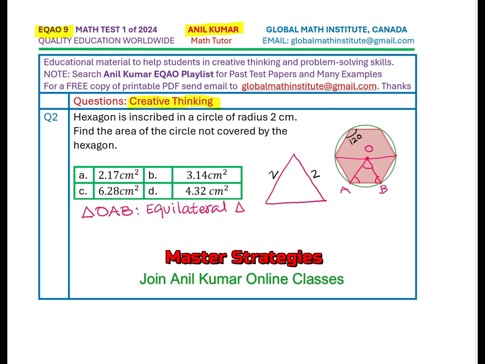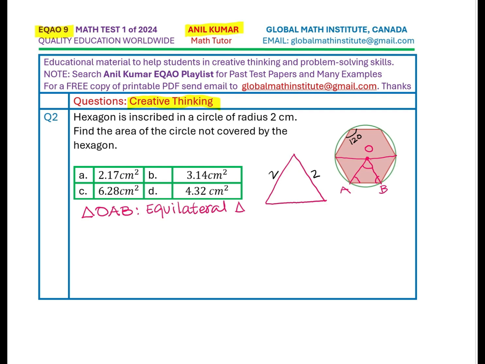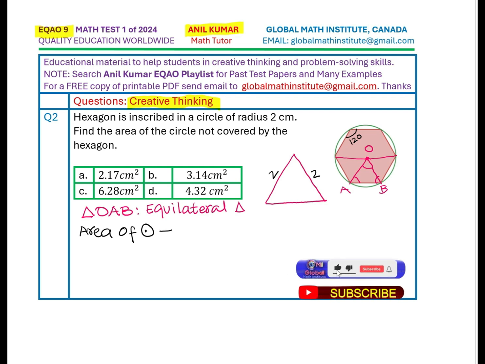So definitely what we need to find out is area of circle not covered by the hexagon. Means area of circle minus area of 6 triangles. What we are writing here, right? 6 of these triangles.